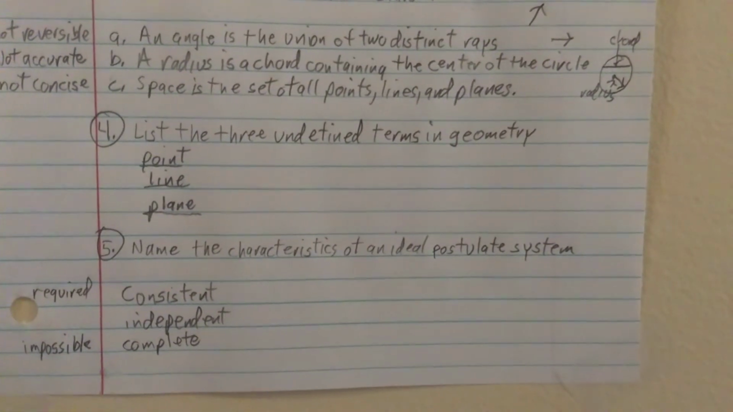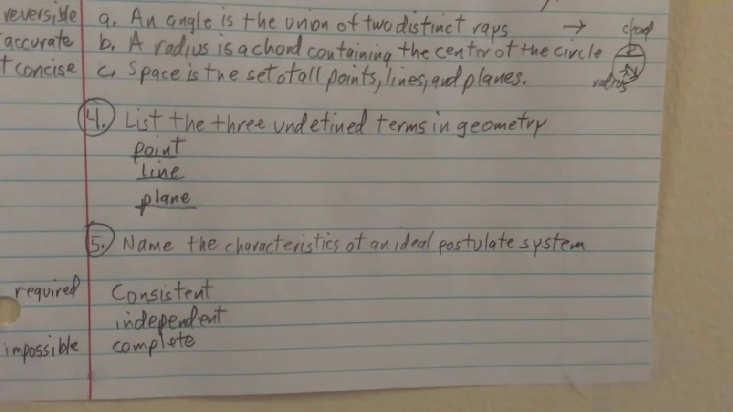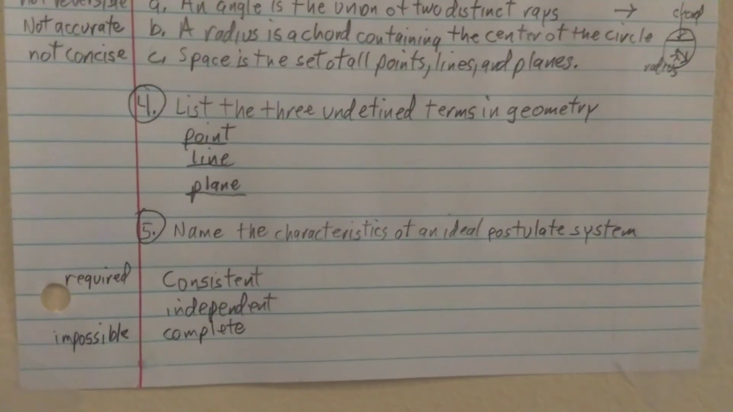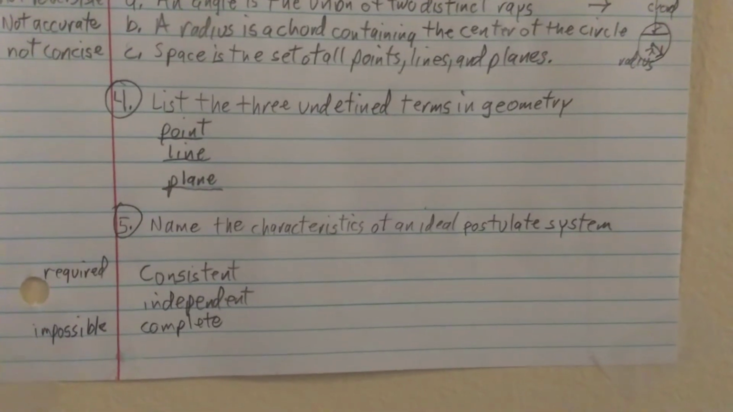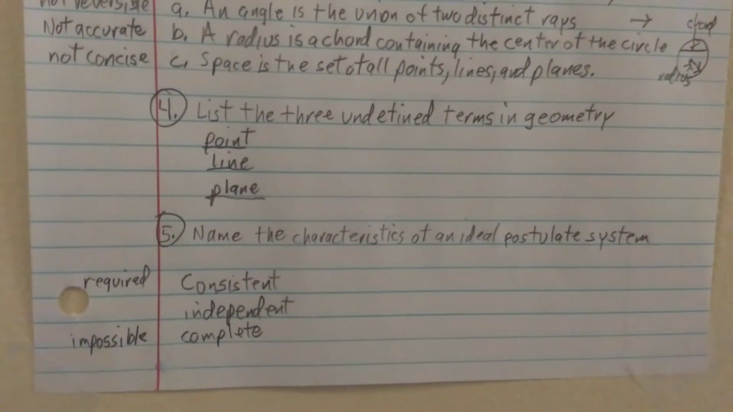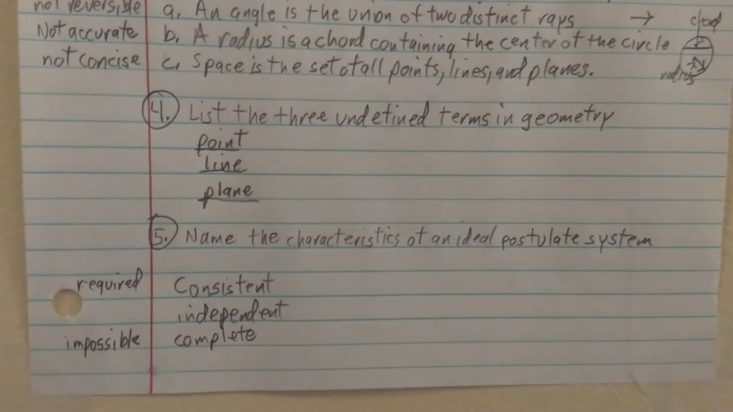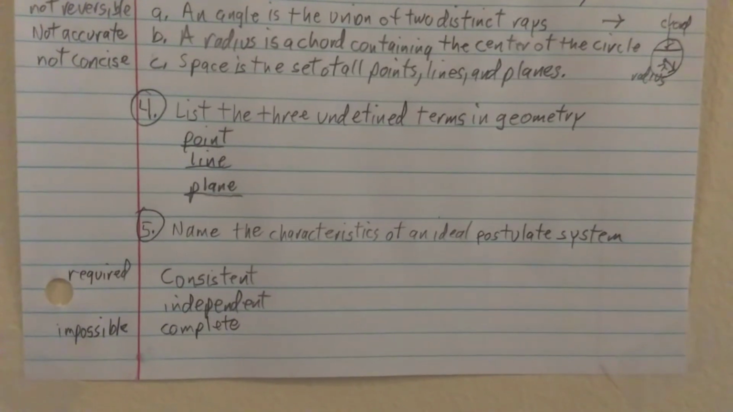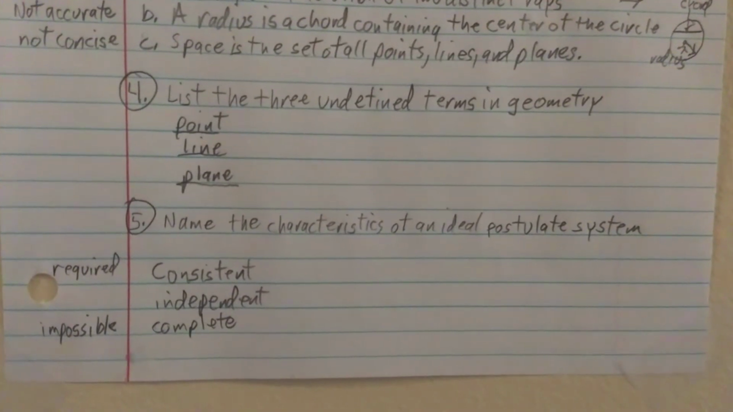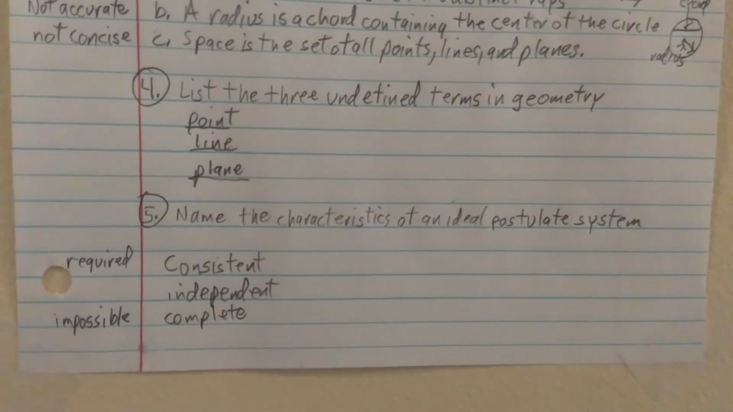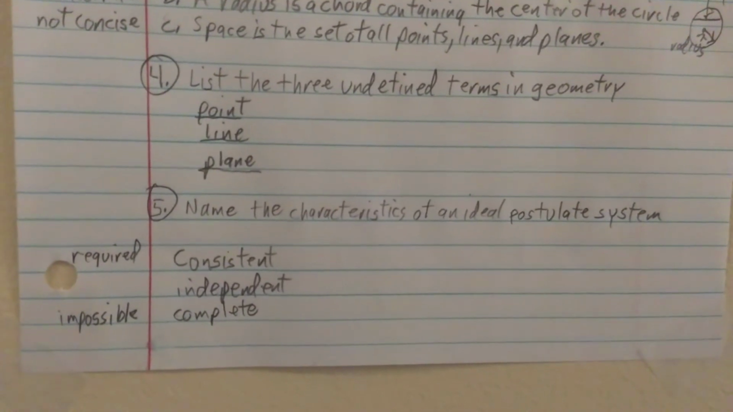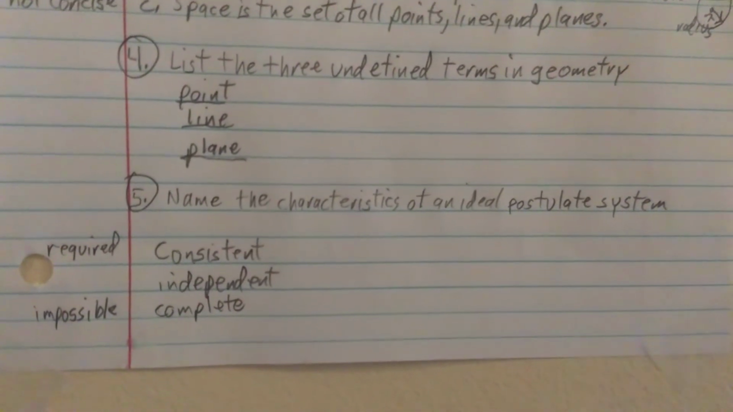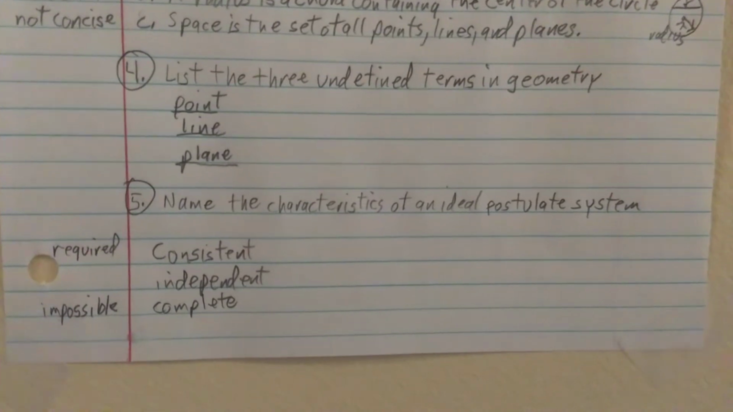Now for 4, list the 3 undefined terms in geometry, which are point, line, and plane. And for 5, name the characteristics of an ideal postulate system. And we said that we need it to be consistent, so that's required. That means that it doesn't contradict itself. We want it to be independent, which is the fewest postulates possible. And to be complete would be impossible because there was a theorem in 1931 which stated that there was an impossibility of a postulate system being complete.